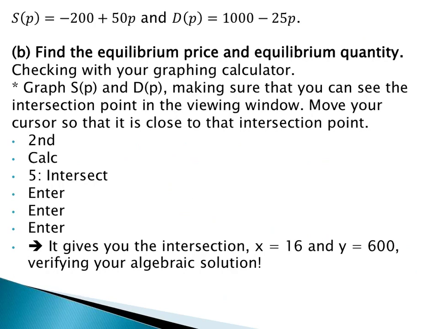The idea is to go ahead and enter these two functions into y1 and y2 and move your cursor so it's close to the intersection point. You have to make sure you can see it in the viewing window. These first three steps are very similar to finding the max and min of a function. And then the next part, enter, enter, enter. This is because it's asking you for one curve, asking you for the other, and then asking you to guess, and your calculator will automatically jump from one to the other. When it gives you the answer, it's going to say intersection, and it's going to give you these two values, and that's exactly what we found when we did it algebraically.